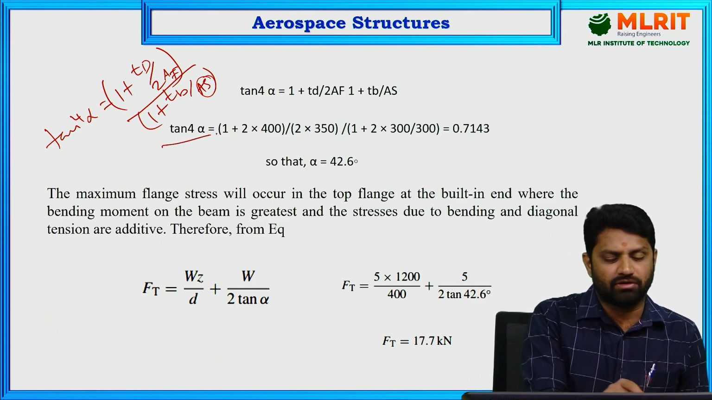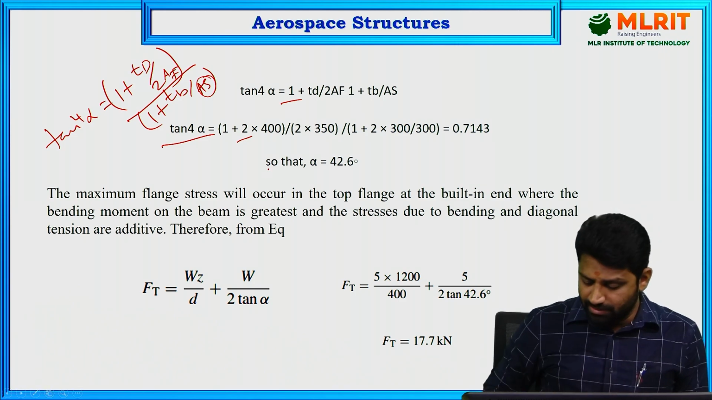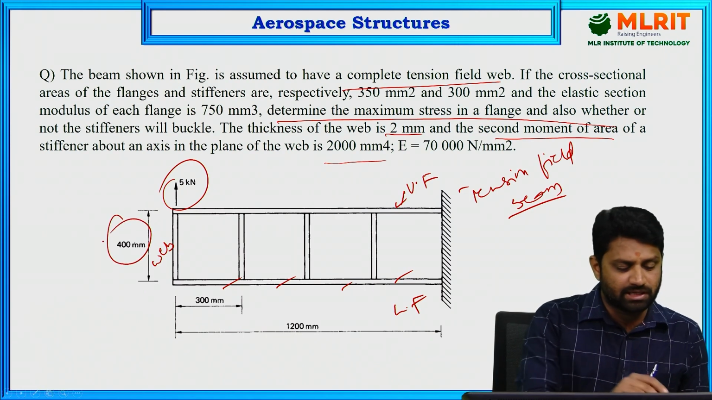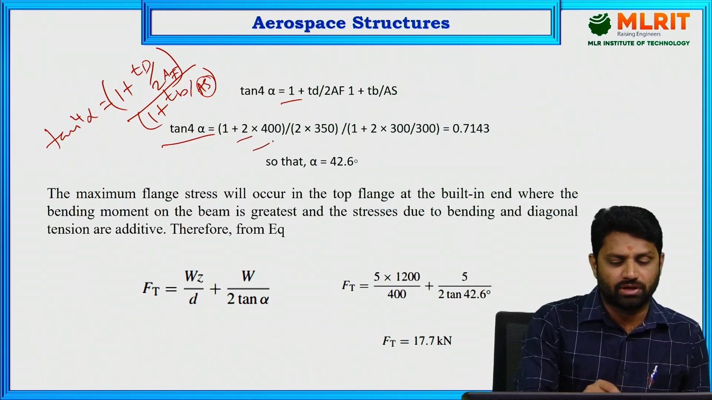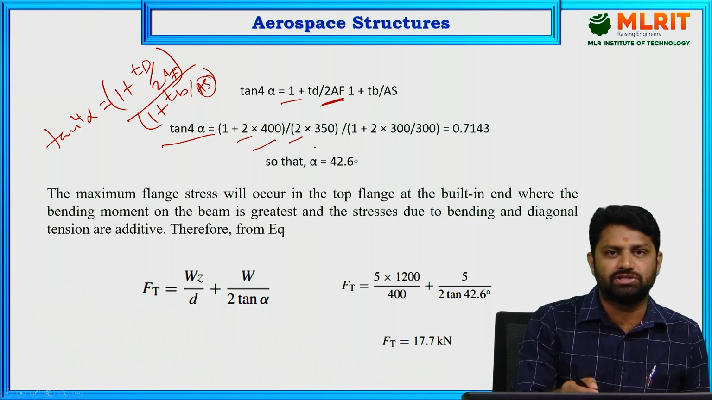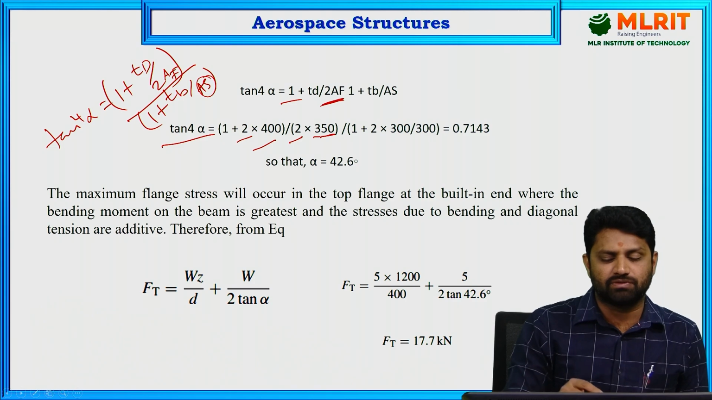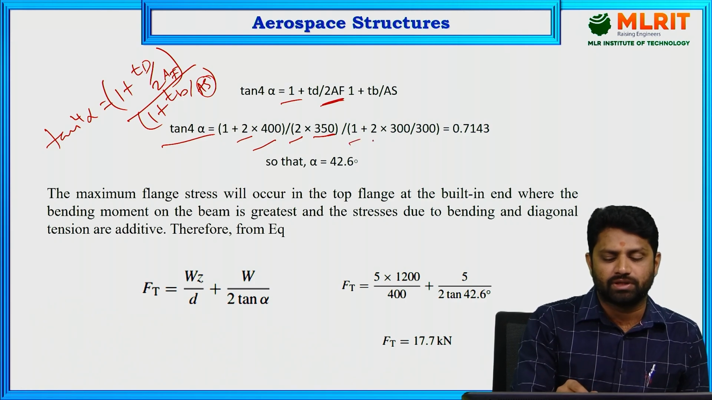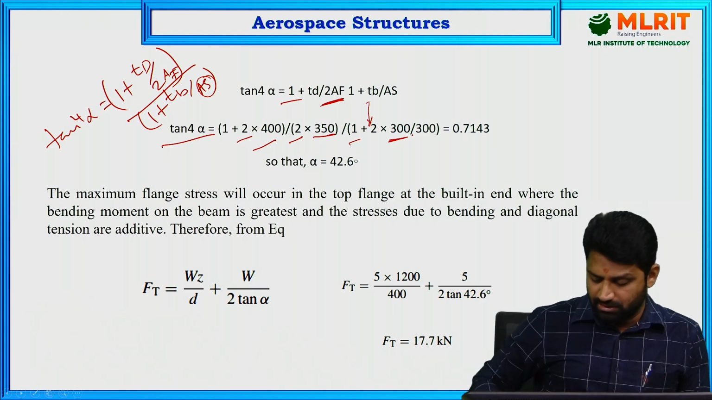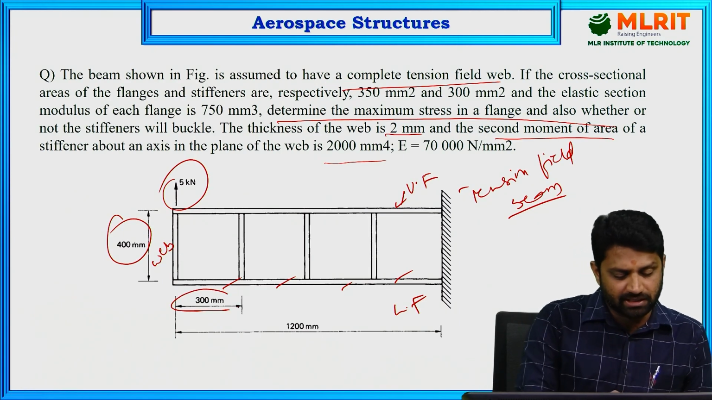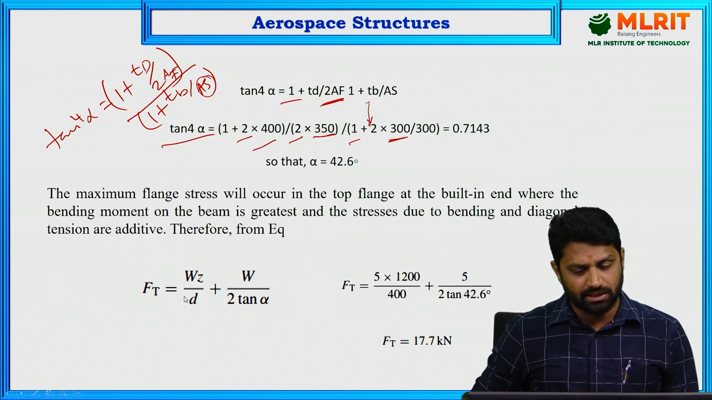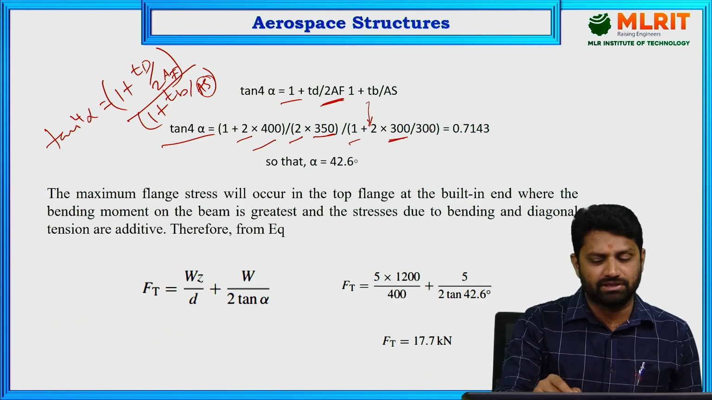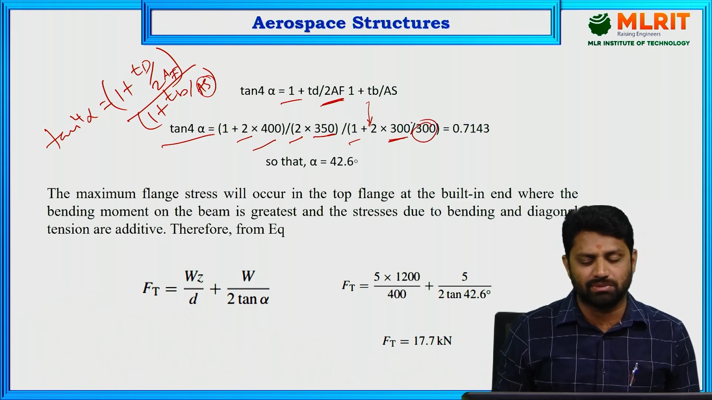Tan power 4 alpha equals 1 plus thickness of the skin, taken as 2, and depth in the diagram, which you can see here, it is 400, divided by again thickness 2, and area of the flange that is mentioned in the question, 350 mm square, divided by 1 plus again thickness is 2 mm and width of the panel that we have seen here is taken as 300 mm, divided by area of the stiffener, which is also given as 300 mm square in the question.